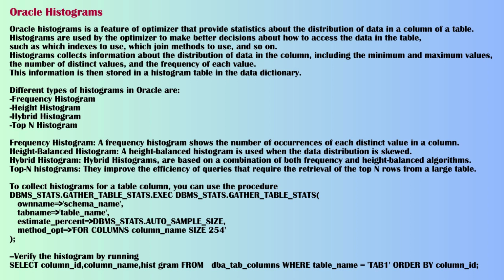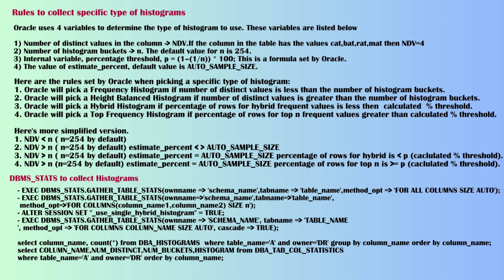Oracle uses 4 variables to determine the type of histogram to use. These variables are listed below. 1. Number of distinct values in the column, ndv. If the column in the table has the values red, blue, yellow, green, then ndv equals 4. 2. Number of histogram buckets, n. The default value for n is 254.